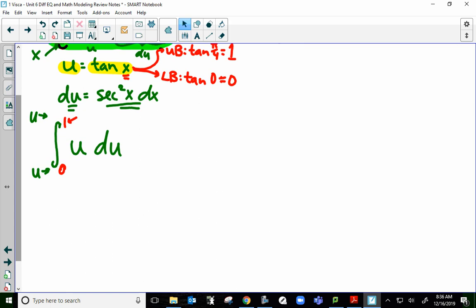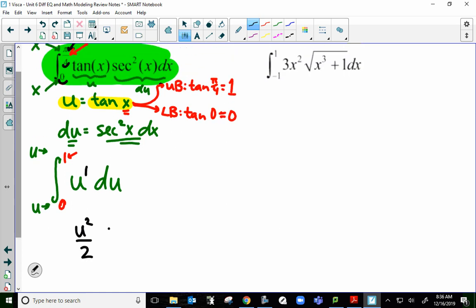Let's do this nice. Remember, I'm going to add 1 to the exponent and then divide by that. So it's U squared over 2. I do not have to put plus C. How come I don't have to put plus C? Because I have bounds. There is no expression in my answer. It is actually going to be a value, hopefully a number. And I want that from 1 to 0.